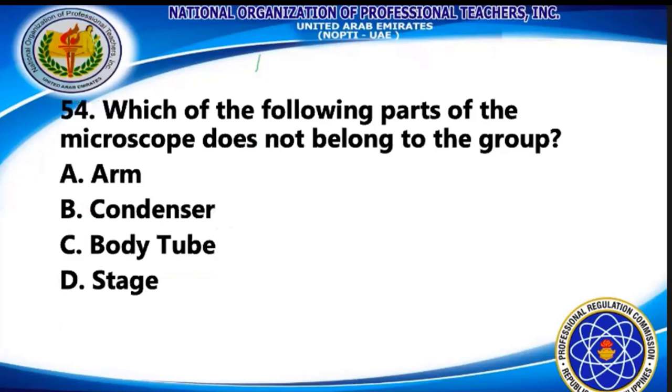54. Which of the following parts of the microscope does not belong to the group? Lahat ba kayo nakakita na ng microscope? So, surely naman. Pero lahat ba kayo nakagamit na ng microscope? Nakahawak na ng microscope? So, the answer here is letter. Is it arm, condenser, body tube, stage? B, condenser. Bakit condenser? Let's try to look at the microscope.